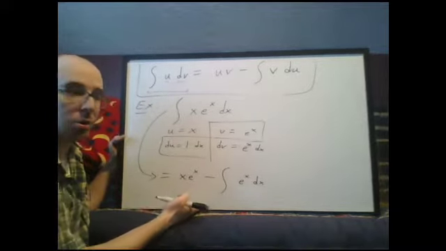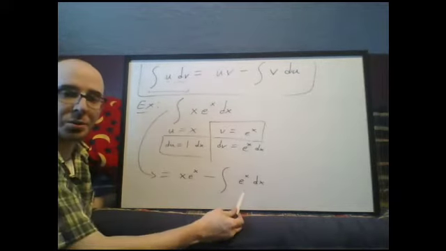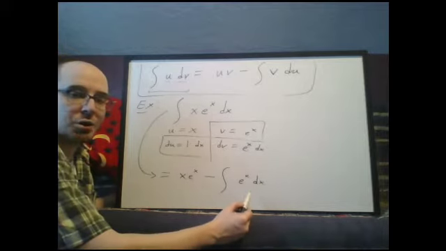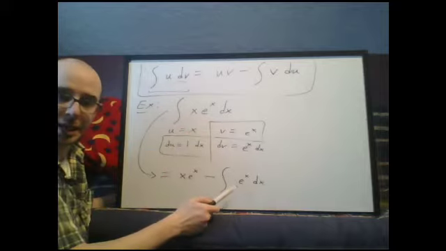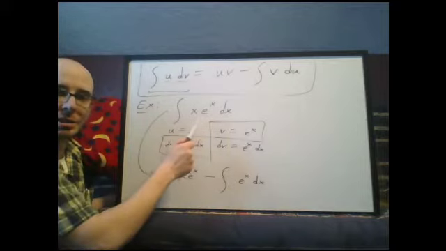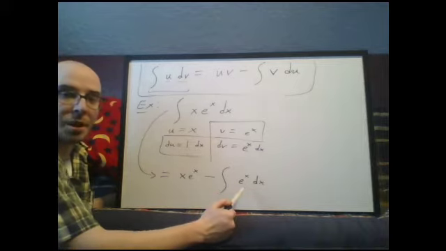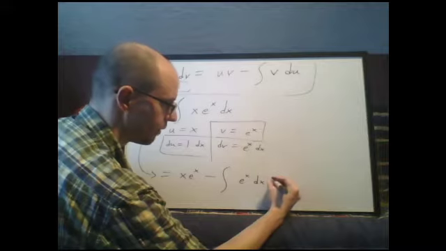Okay, so we've applied our integration by parts formula. There's still an integral that we have to deal with, but if we chose correctly here, that new integral should hopefully be easier than the original integral. And in this case it is. X e to the x is difficult, we don't know how to immediately integrate that, but e to the x is a simple function that we do know how to integrate. So we can finish this.